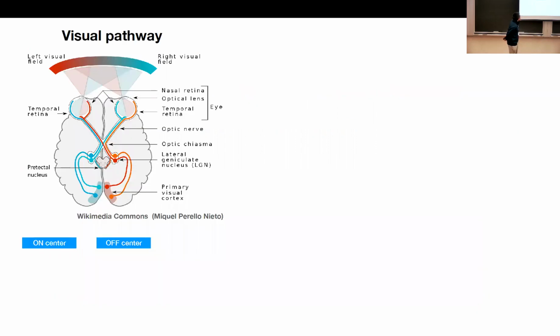Okay, so a quick high-level introduction to the visual pathway. So this is the early visual pathway, and visual stimulus comes in through the eyes here, and so there's actually quite a bit of processing.